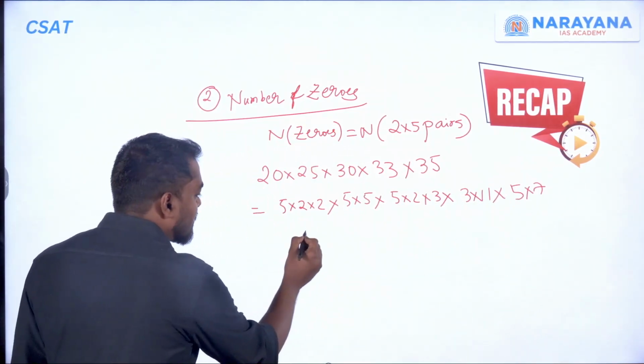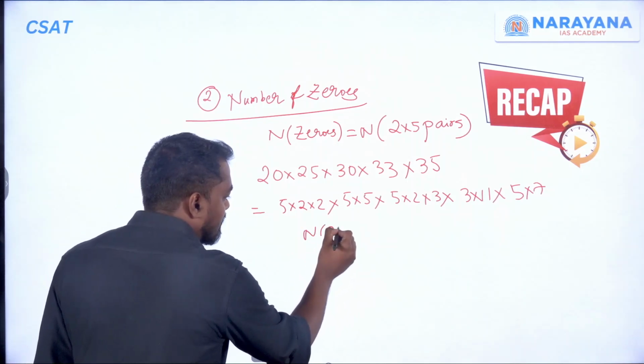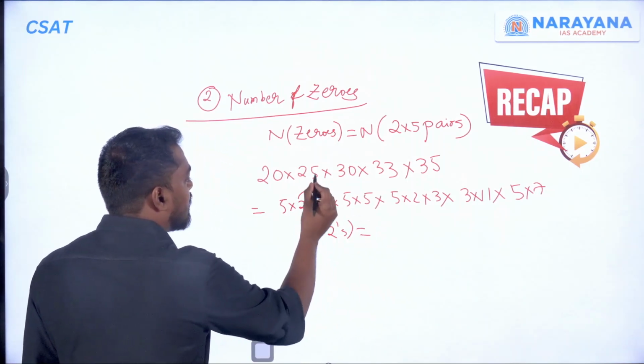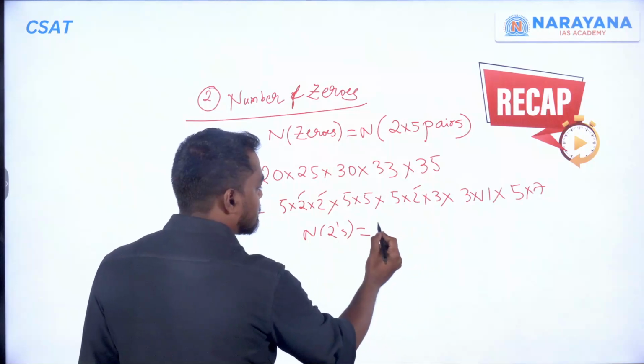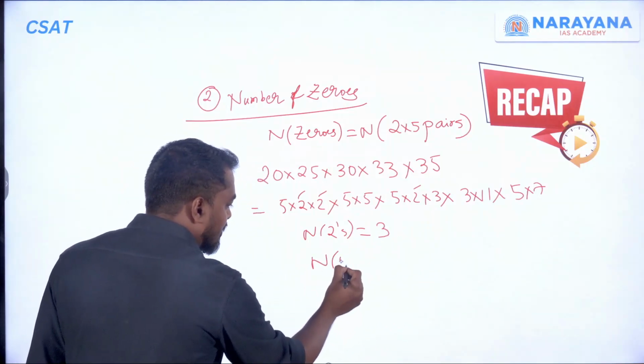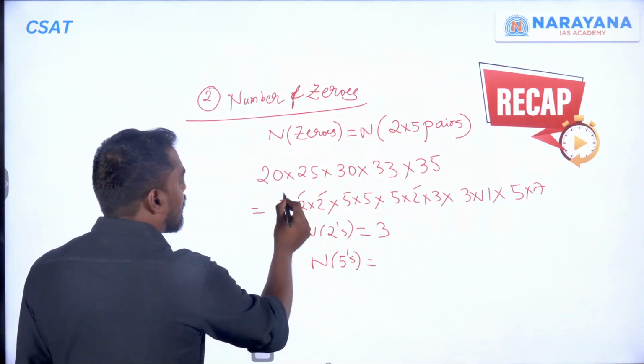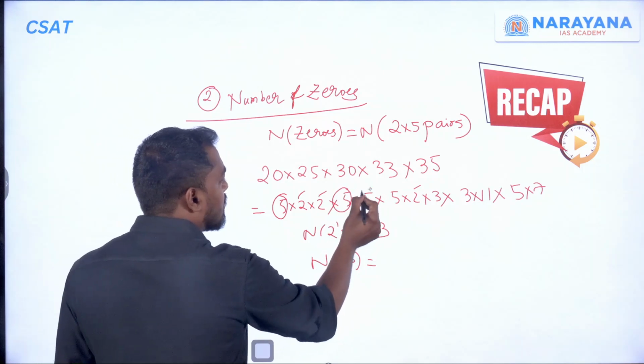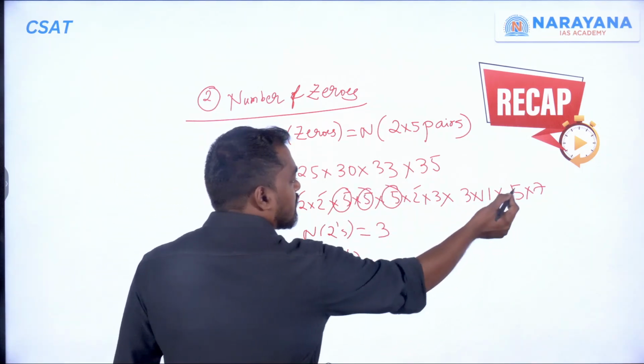So count how many 2's there are. The number of 2's is 1, 2, 3. What is the number of 5's you have? 1, 2, 3, 4, 5.